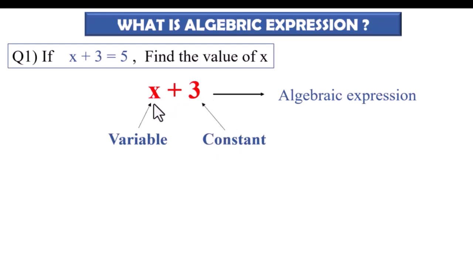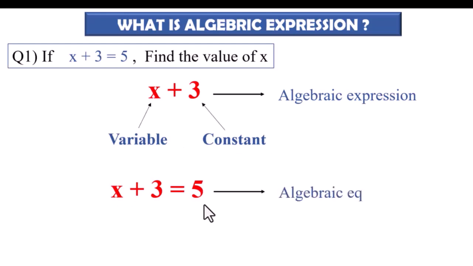When we make this algebraic expression equal to another expression or some constant, like when we write x plus 3 is equal to 5, then it becomes an algebraic equation. In an algebraic equation, the value of the variable will be one only. It cannot be many values.